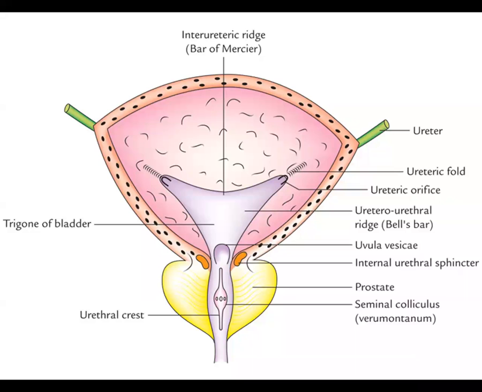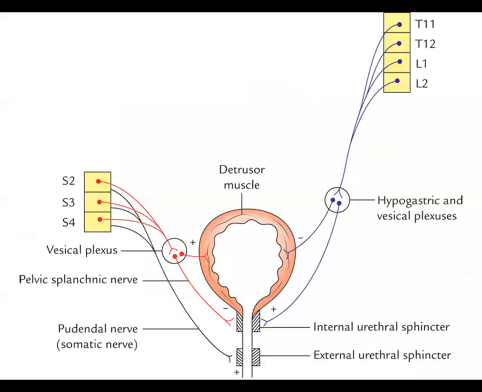Now one more important thing is the nerve supply of the urinary bladder. You can have a separate question on it. The urinary bladder is supplied by sympathetic, parasympathetic and somatic nerves. Sympathetic is by T11 to L2. These sympathetic nerves form the hypogastric and vesical plexus, and they are inhibitory to the detrusor muscle.